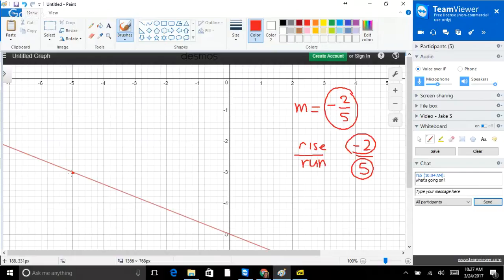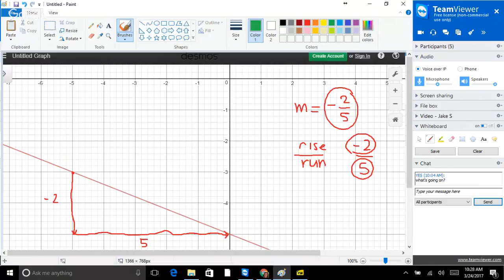I said that my slope is that when I rise negative 2, so rising negative 2 means going down 2, right? When I rise negative 2, I run positive 5. So it's 1, 2, 3, 4, 5. So that's another way to check that I got the right slope.